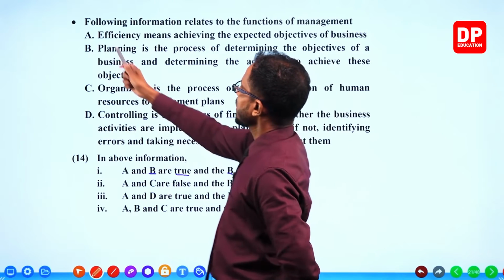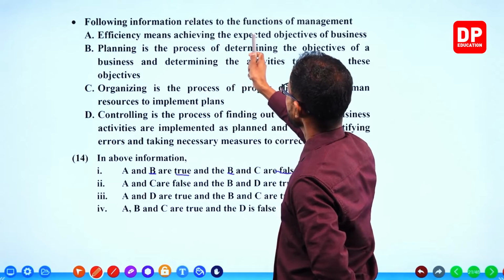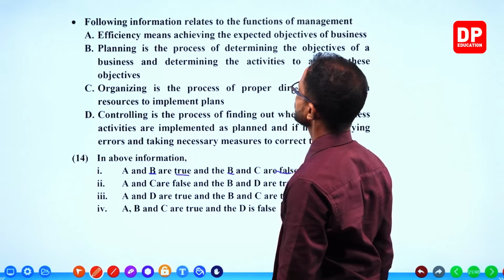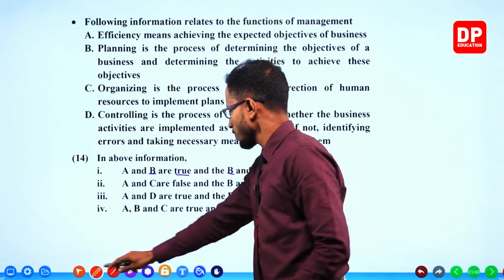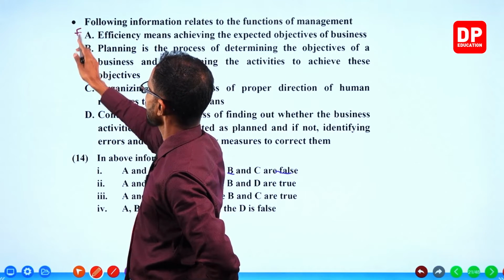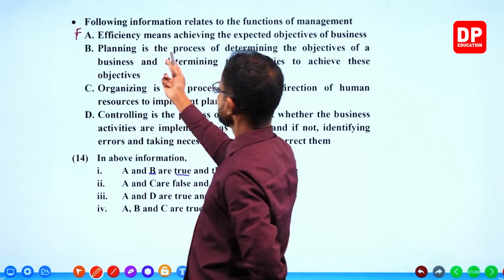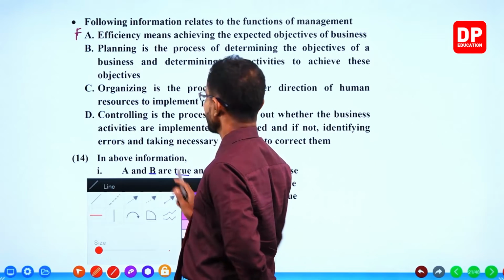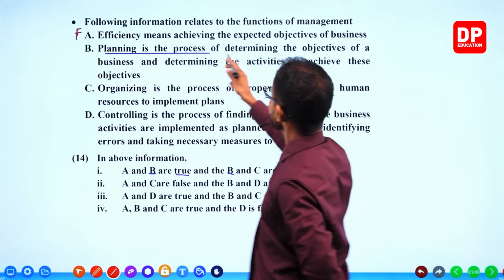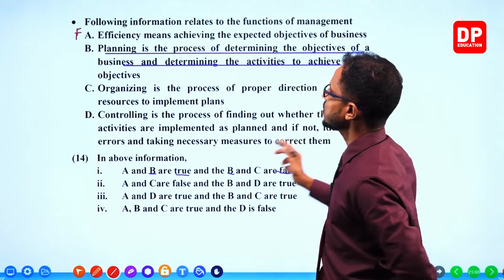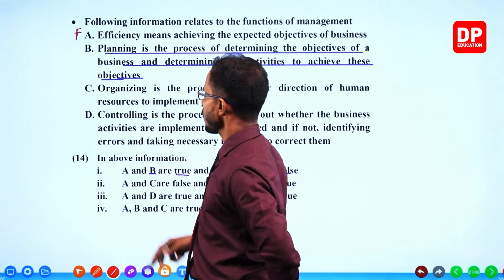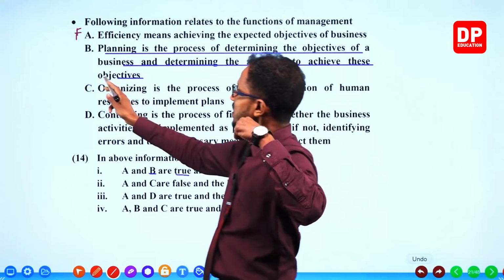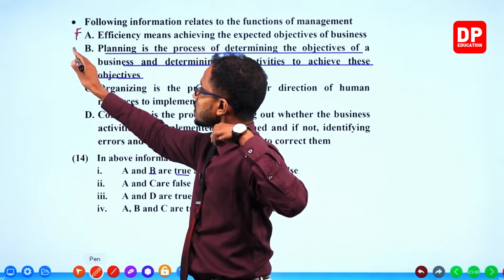Let's see. A: efficiency means achieving the expected objectives of a business. No, this is not true. This is false. Okay. Planning is the process of determining objectives of a business and determining activities to achieve them. This is true. Because planning is actually this. This is true.